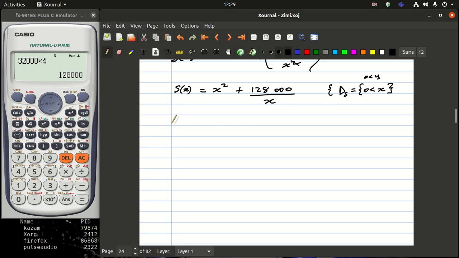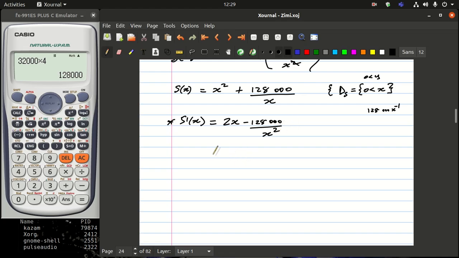Once we have that, the next step is to find the first derivative with respect to x. The first derivative is going to be 2x plus, and of course if you look into this, it is the same as 128,000 times x raised to minus 1 when you have it in a denominator. So when we are taking the derivative of this, we just bring the power up front, so we'll have a minus 128,000 times x, and then we subtract 1, we'll have a minus 2. Of course, when you have a minus 2, you are also having an x squared in the denominator.